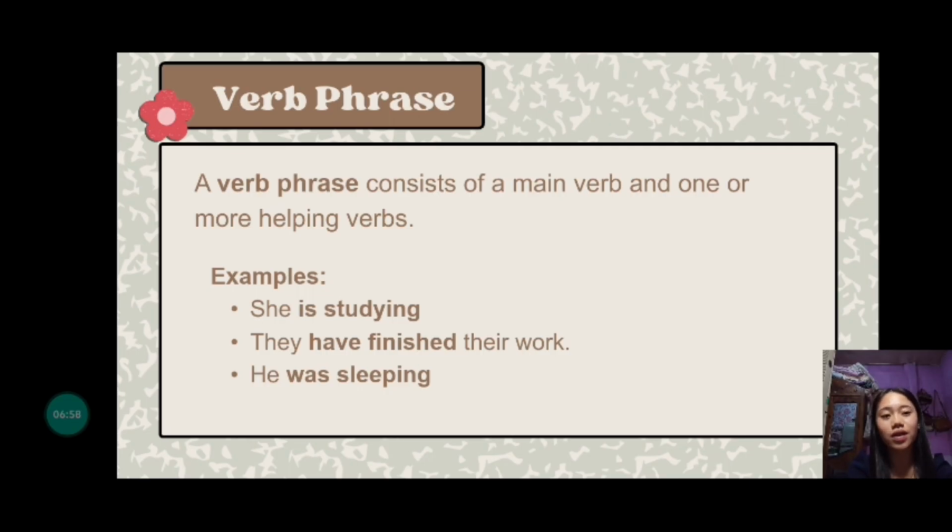Second is the verb phrase. It consists of a main verb and one or more helping verbs. In our example, she is studying. A verb phrase focuses on the action or state of the subject. In the example, is studying tells us what the girl is doing. The word is is the helping verb, while studying is the main verb. Together, they form the verb phrase.